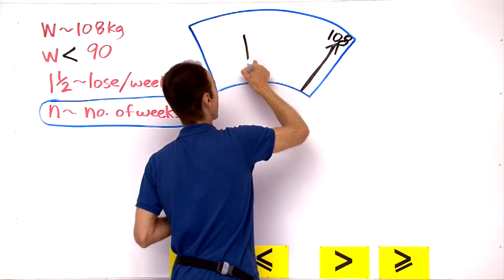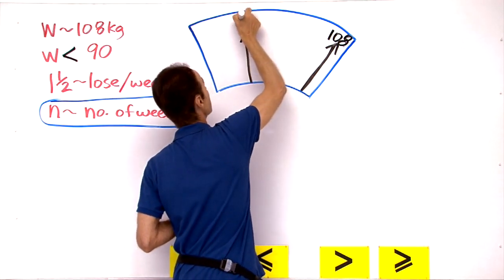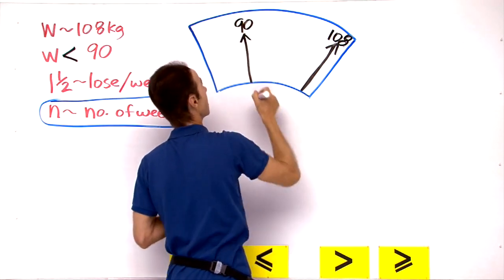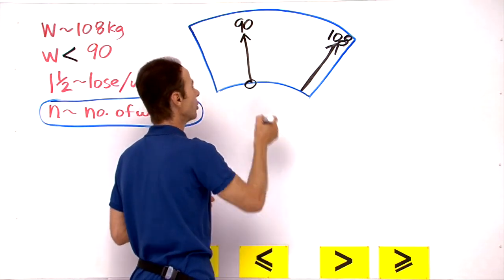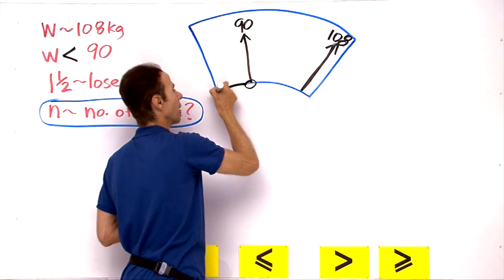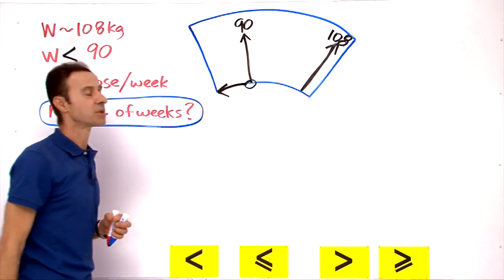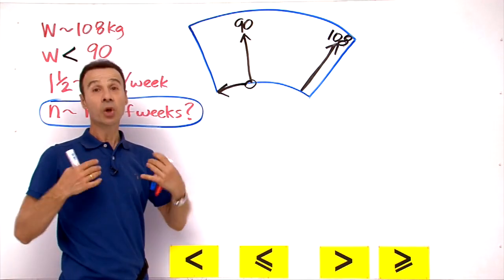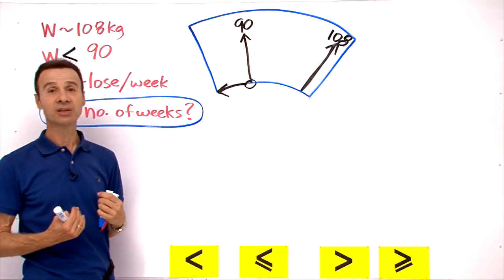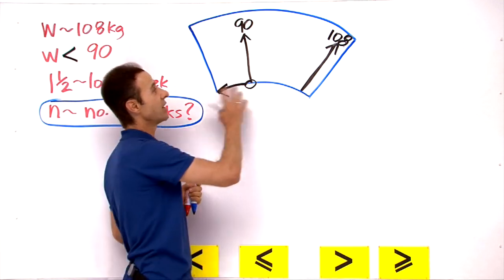And his desired weight, he wants to weigh less than 90 kilograms. So in other words, if I was to draw an open circle there, not including 90, he wants to weigh less than 90 kilograms. It's kind of like on the number line, you put an open circle to the left, not including 90, less than 90. Okay, so that's our diagram.